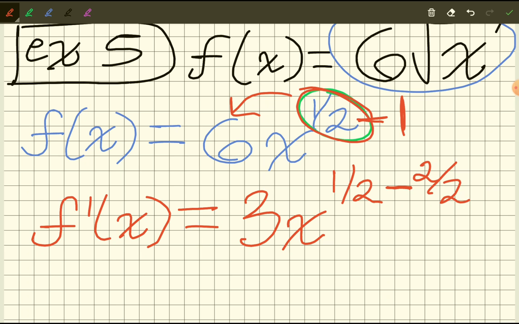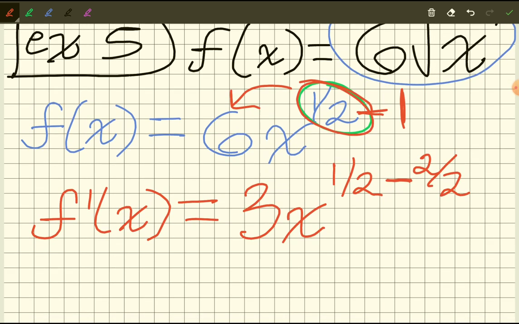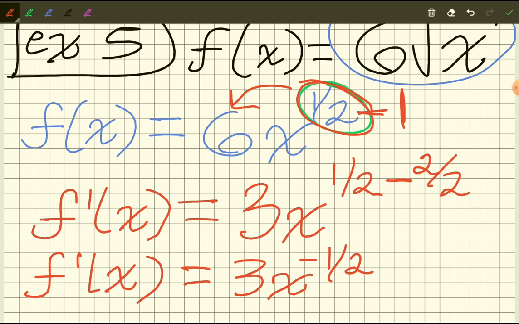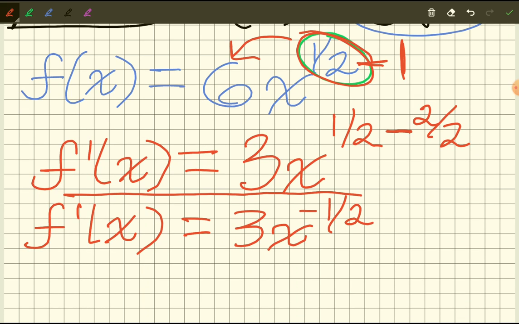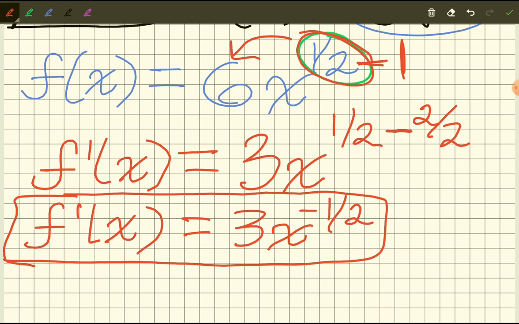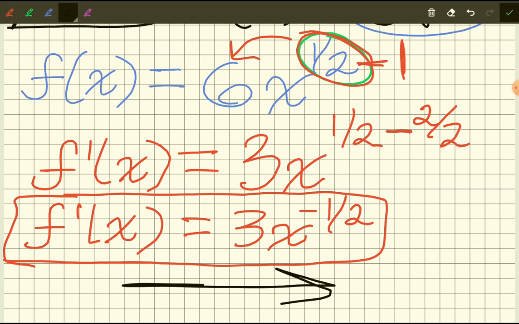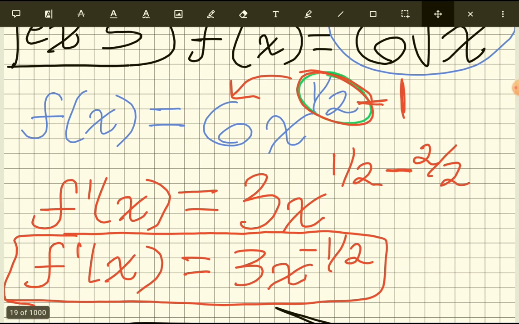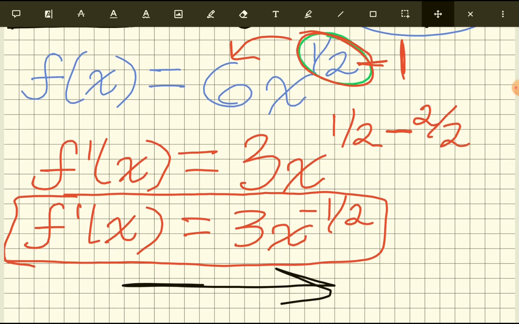So I can rewrite it, just for simplicity's sake. f prime of x equals 3x raised to the negative 1/2. Okay, this is technically the right answer. But what I want you guys to do is get accustomed to always eliminating negative exponents. No one wants to see that. So we're going to go to the next page, and we're going to rewrite this in the box. We're going to do a little shuffling just to get rid of that negative exponent.